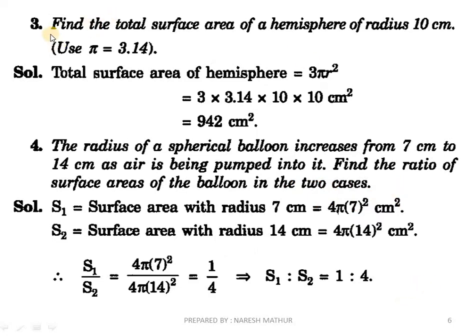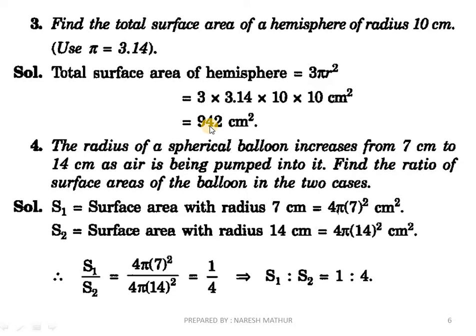In the next one, we need to find the total surface area of a hemisphere of radius 10 centimeter. Now the formula of the TSA of hemisphere is 3 pi r square. Just put the value of r and we'll use pi as 3.14 as given in the question. So the answer will be 942 centimeter square.